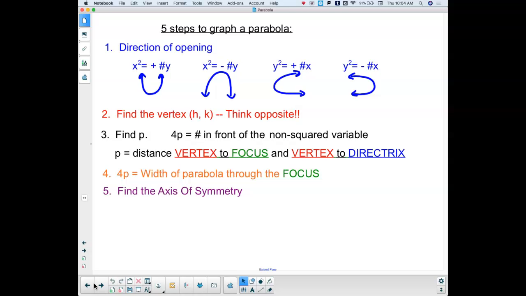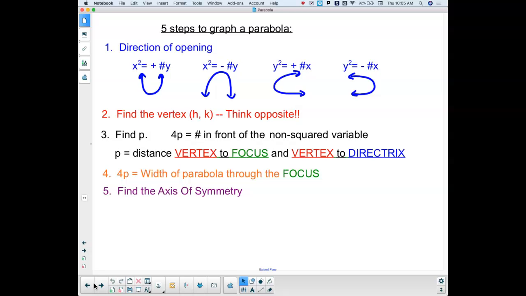What are the two things that we look at to tell us which way it opens? Let's go for the second one first. X squared or Y squared. That's going to determine which way it opens. X squared is going to be up and down. Y squared is going to be left and right. And then what's the second one?